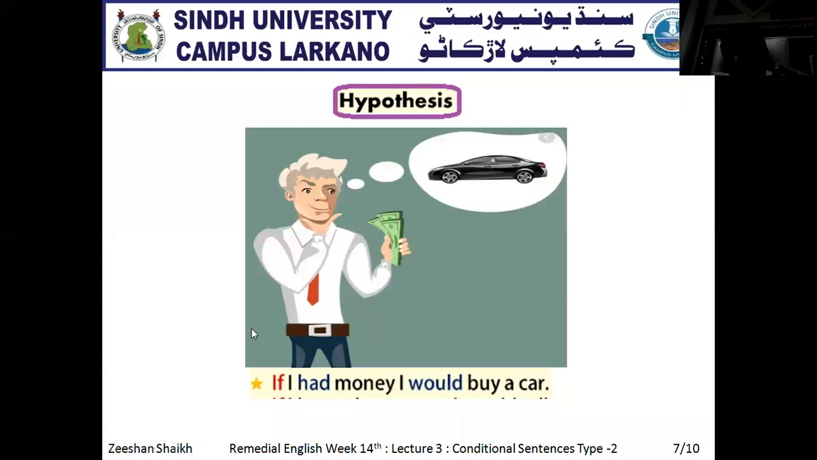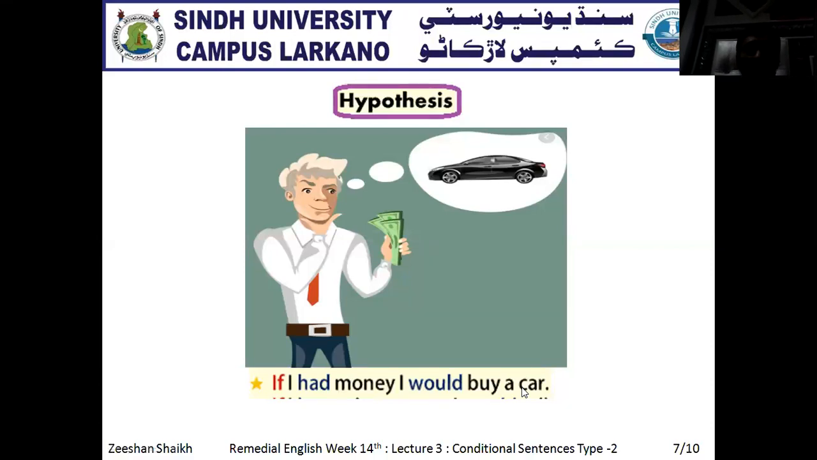Now, in this example, the example is given: if I had money, I would buy a car. Means actually this person is trying to give a hypothesis. If he had money, means he's just trying to think. Means he doesn't have money, but actually he's trying to give a perception. He's just trying to give the thought that if he had money, he would buy a car. Means it's a hypothesis, not completely verified. Clear? So that's why we use hypothesis.